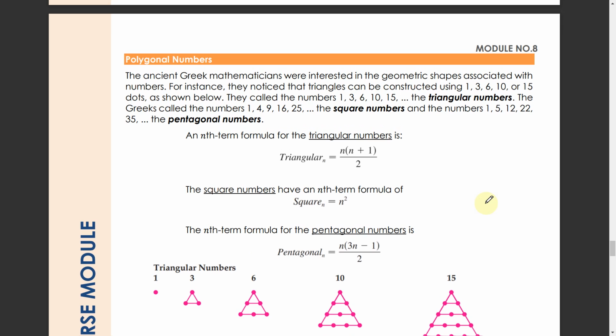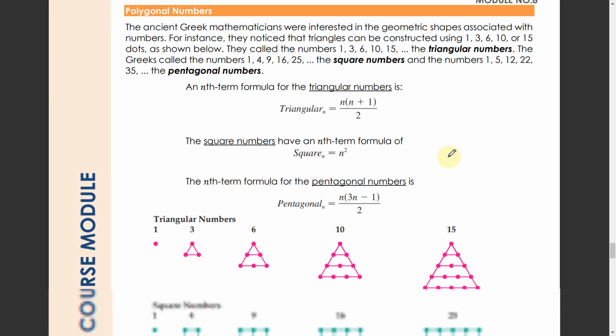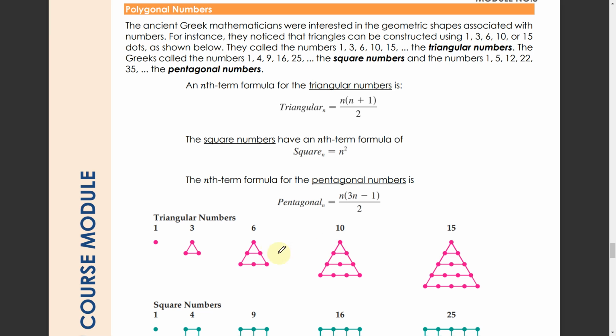Ancient Greek mathematicians were interested in the geometric shapes associated with numbers. For instance, they noticed that triangles can be constructed using 1, 3, 6, 10, or 15 dots as shown in the figure below. So triangles can be constructed as 1, 3, 6, 10, or 15 dots. And they call the numbers 1, 3, 6, 10, 15 the triangular numbers. So, these are triangular numbers.